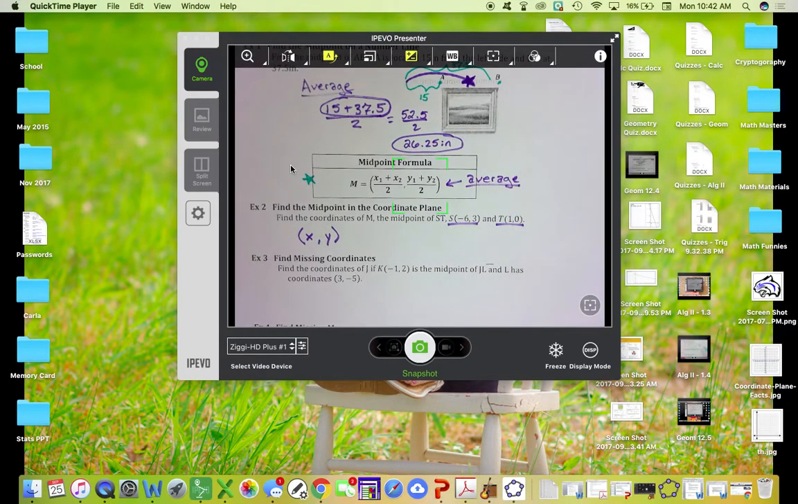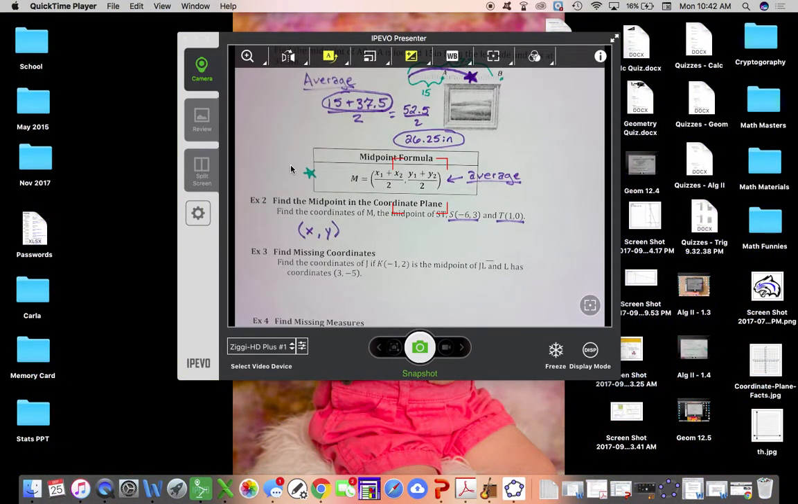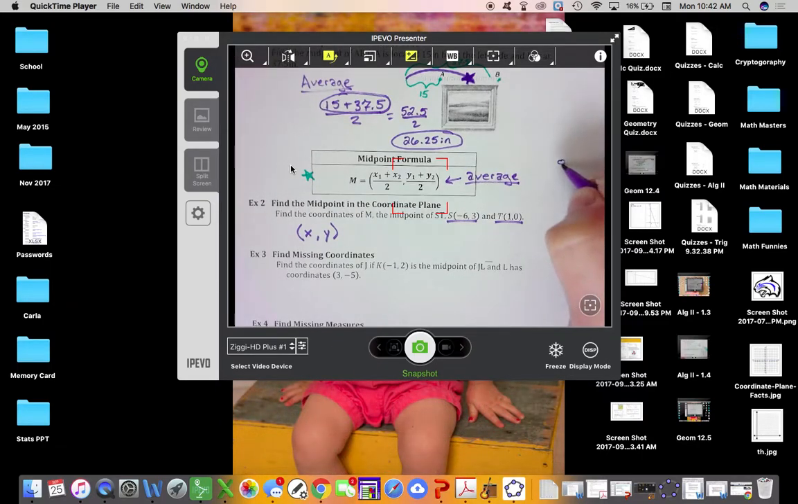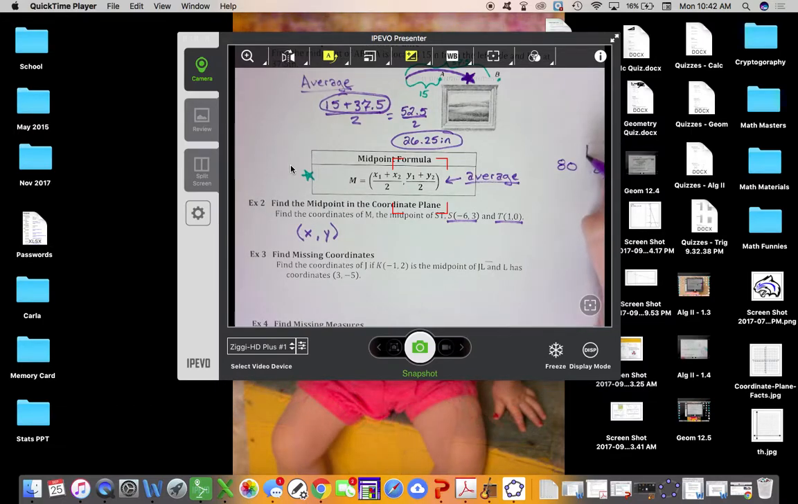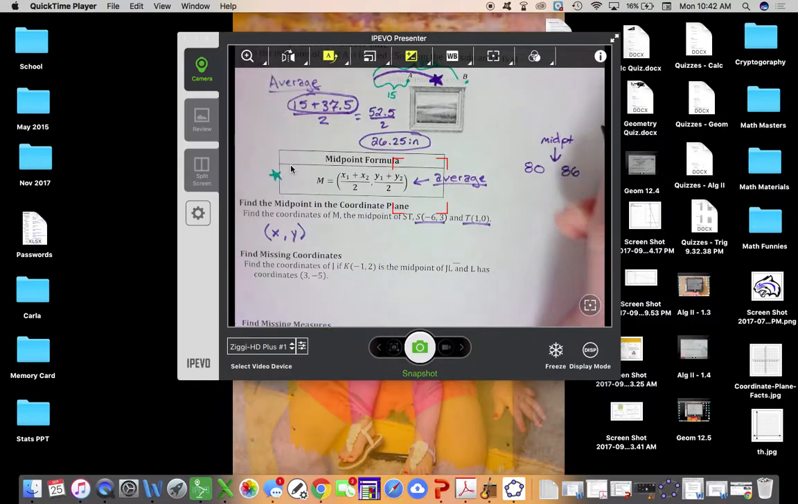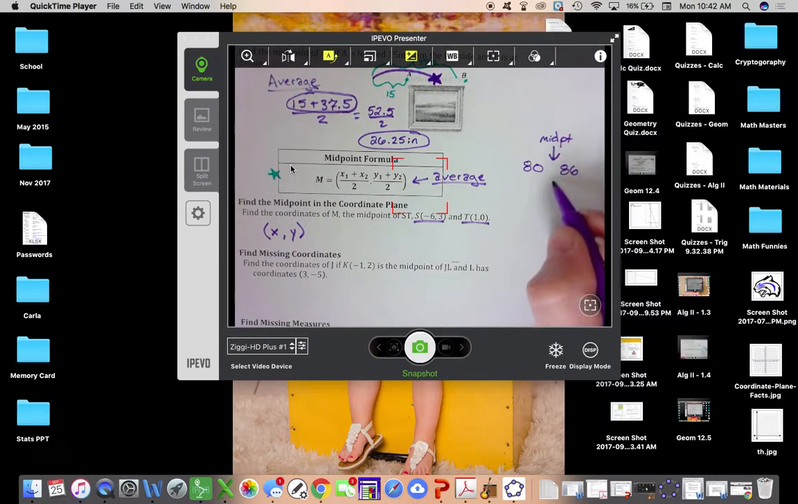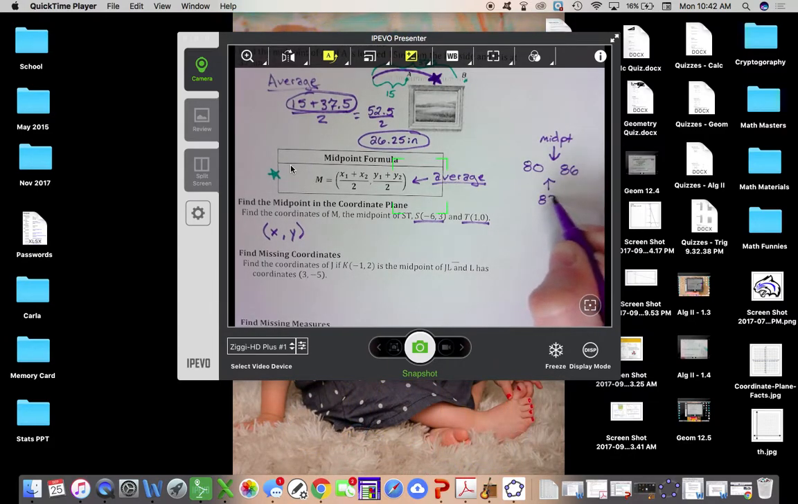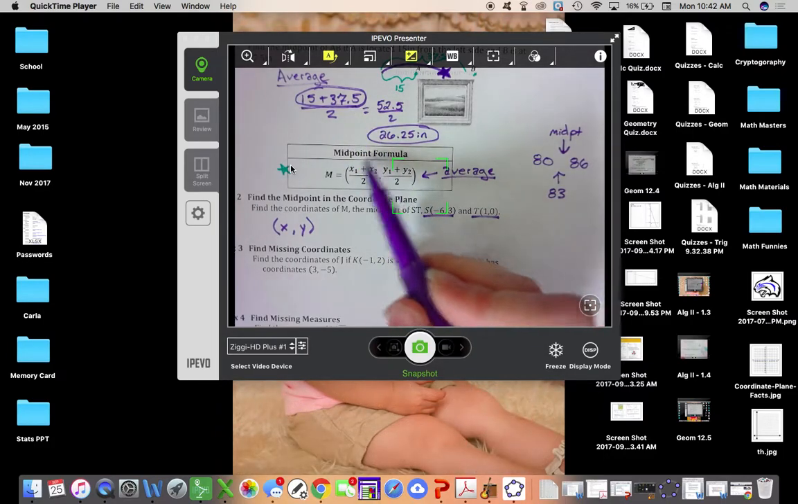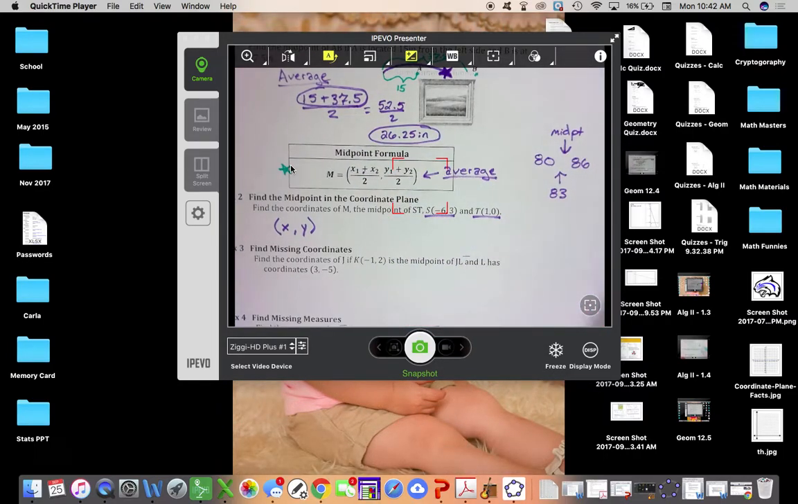Okay. If it helps to think of it this way, say I was given 2 grades. My grades were an 80 and an 86, and I said find the midpoint of those 2 grades. Okay, find the midpoint of 80 and 86. What you would do is add those two together and divide by 2, and you would find that it was 83. Okay, so midpoint is exactly like finding the average. Here you're just averaging the x's together, averaging the y's together, right?